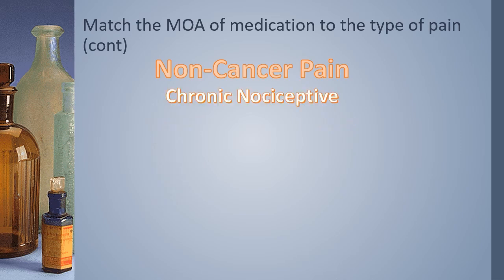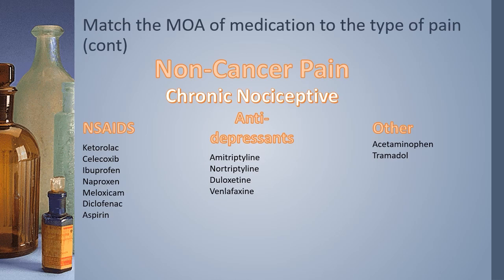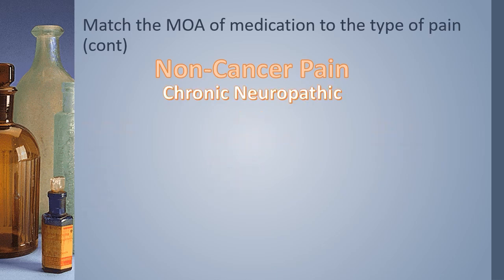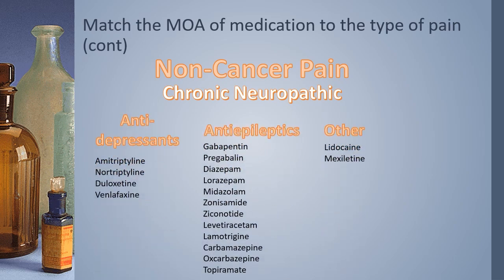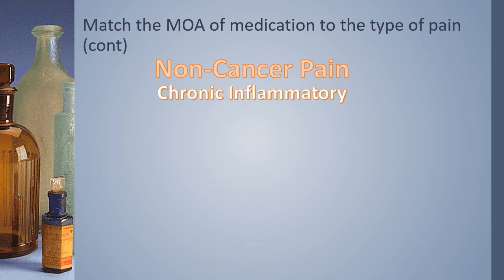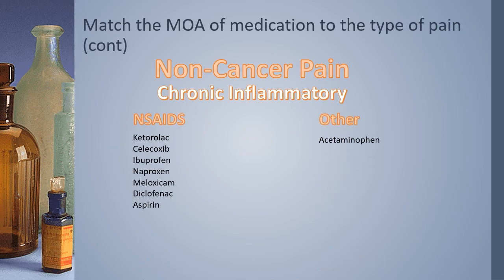For chronic nociceptive pain, we recommend NSAIDs, antidepressants, or other medications such as acetaminophen or tramadol. Important to note here, we do not recommend the chronic use of opioids for nociceptive pain. Chronic neuropathic pain can be treated with antidepressants, antiepileptics, or other medications such as lidocaine or mexiletine. Chronic inflammatory pain can be treated with NSAIDs or other medications such as acetaminophen.